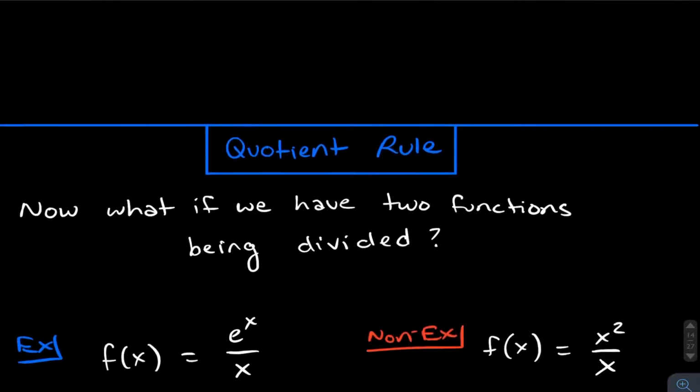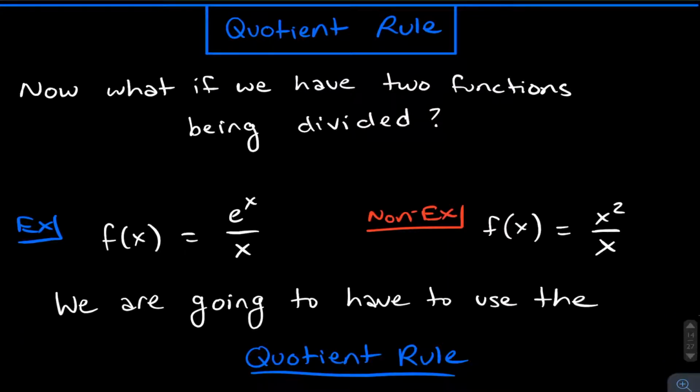Okay, so let's move on to the quotient rule. What if we have two functions that are being divided? So we have something like e to the x over x. You have two different functions, and there's no way to combine these two. There is a way to combine x squared over x, which is our non-example over here. You can just write this as x, so you can take a derivative using the power rule, a lot easier.